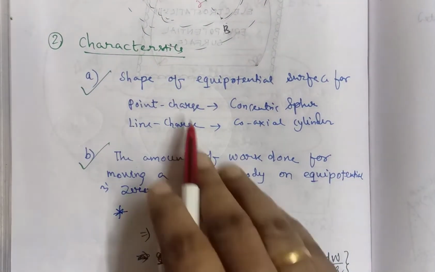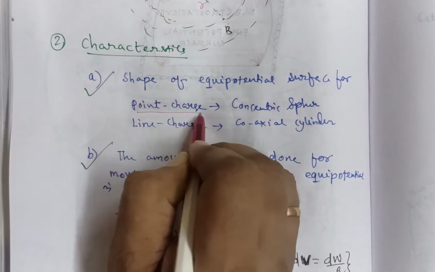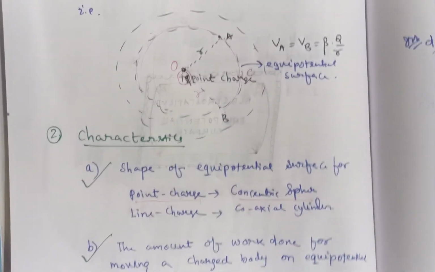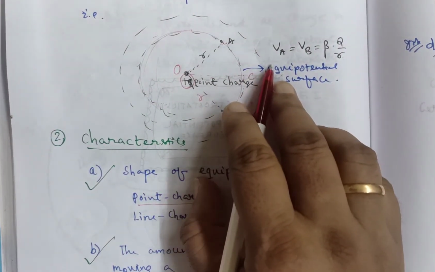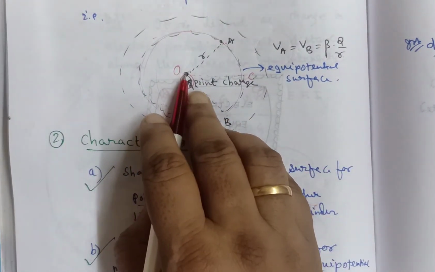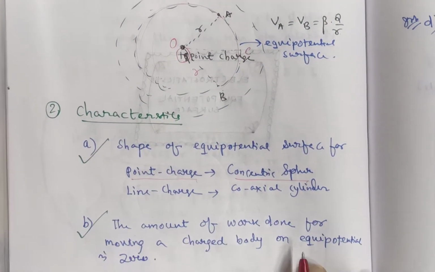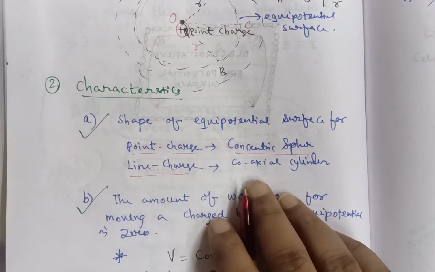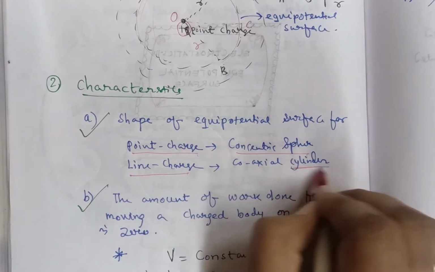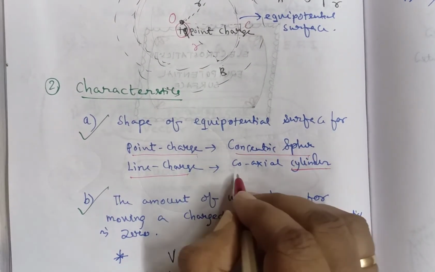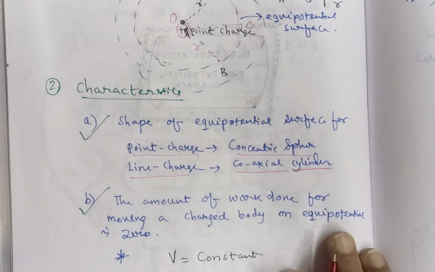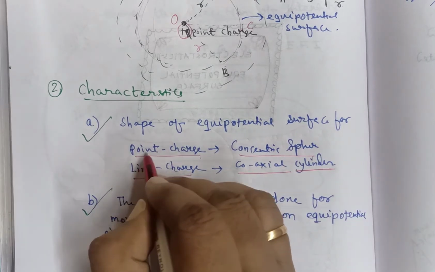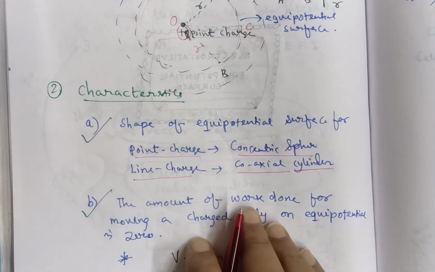First point: what is the shape of the equipotential surface for a point charge that we have discussed? It is concentric spheres. Concentric spheres means there may be one sphere, there may be another sphere, but all these spheres have a common center. That's why it is known as concentric spheres. Similarly, for a line charge, the equipotential surfaces are cylindrical in shape and they have a common axis. That's why the shape can be called coaxial cylinders. So remember: for a point charge, the shape is concentric spheres, for a line charge, coaxial cylinders.